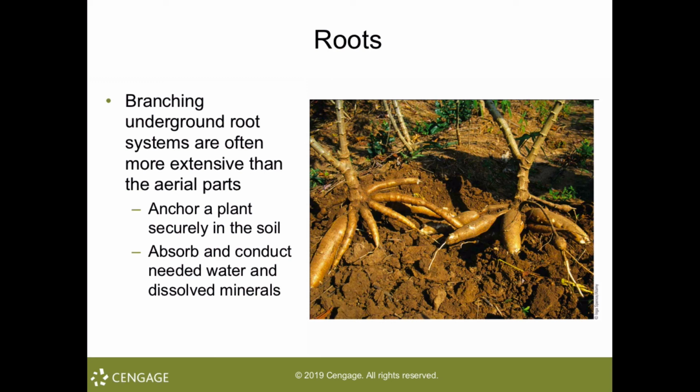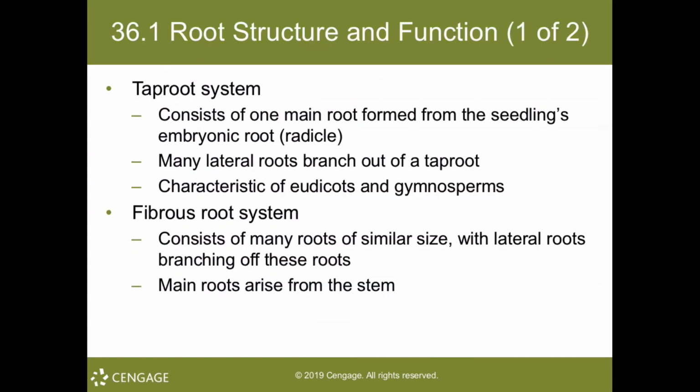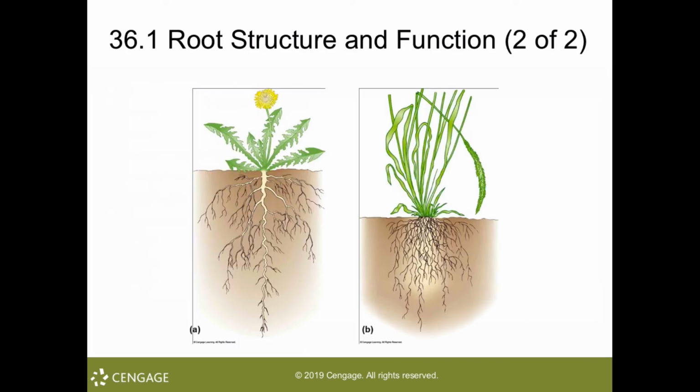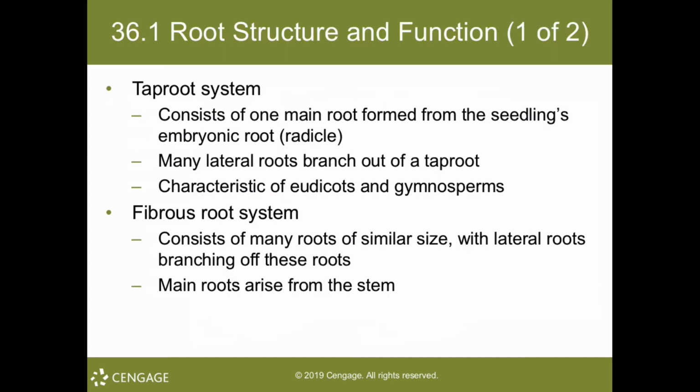So let's now get to root structure and function. Two types of root systems exist. They are the taproot system and the fibrous root system. As I mention these, please bear in mind that we are preparing for your final exam. The taproot system has one main root formed from the seedling's embryonic root, the radicle. Lateral roots branch out, and this is characteristic of the dicots and gymnosperms.